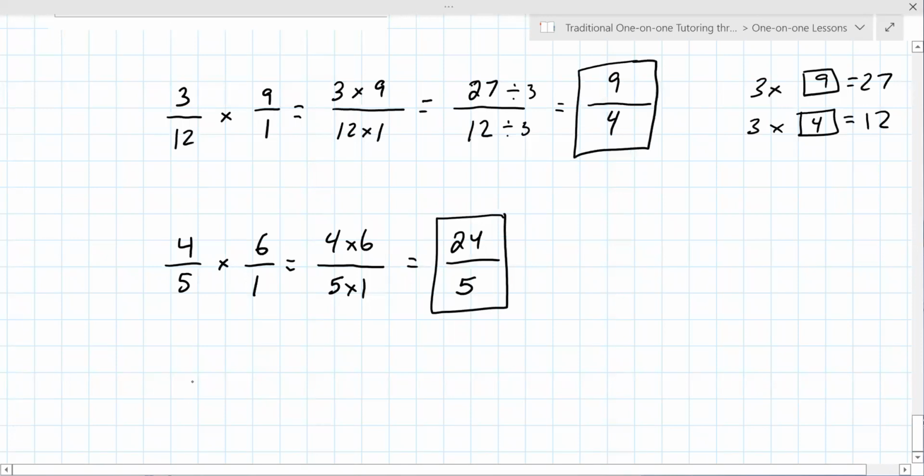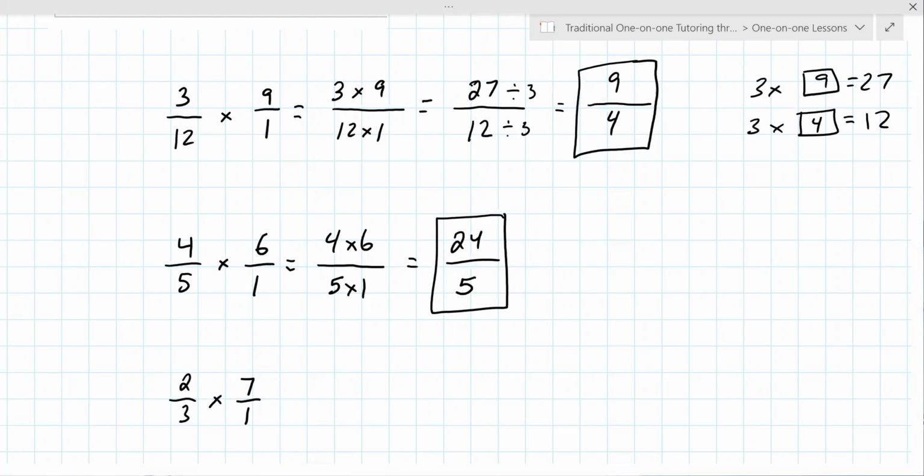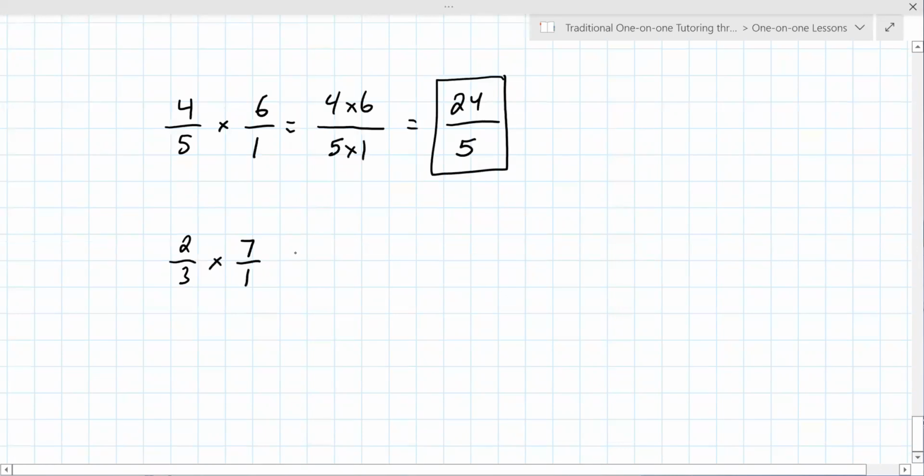Okay, so here's one for you to try, Michael. What is 2 divided by 3 times 7? So you start at the top. 7 times 2 is 14. Okay, and 3 times 1 is 3. Perfect, excellent.